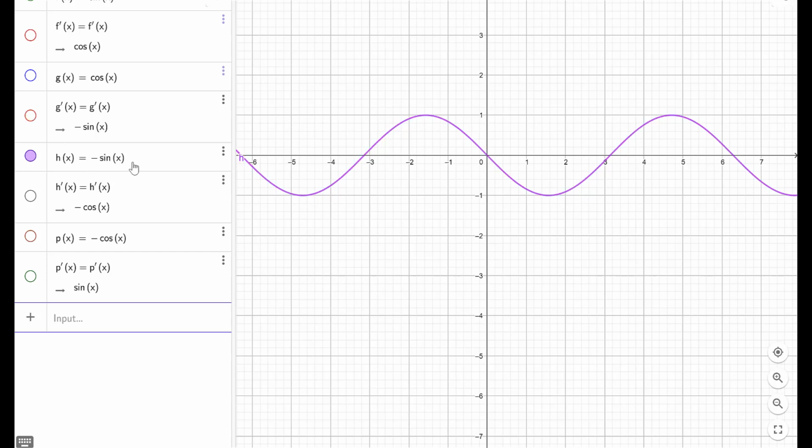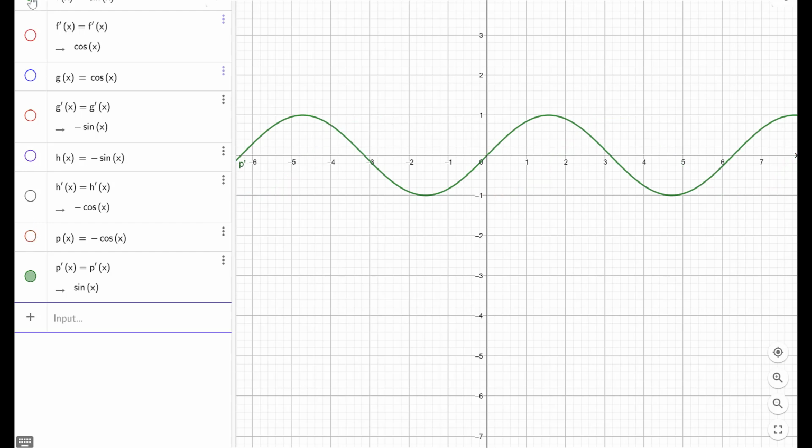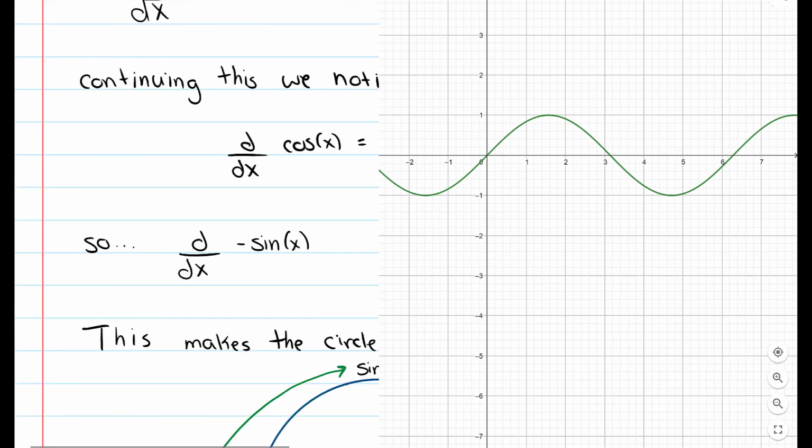Now what we're going to do is take the derivative of negative sine of x. So if we look at this graph and compare it to cosine, it looks like it's just cosine flipped over the x-axis. So the derivative of negative sine is negative cosine. And now if we take the derivative of negative cosine, we get our sine of x back again. So sine and cosine have a relationship that when you take the derivative, they end up repeating periodically.